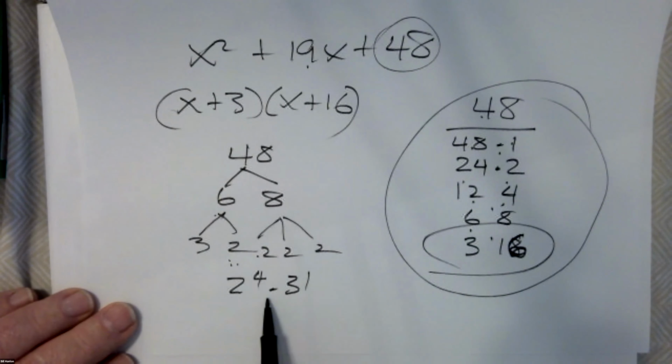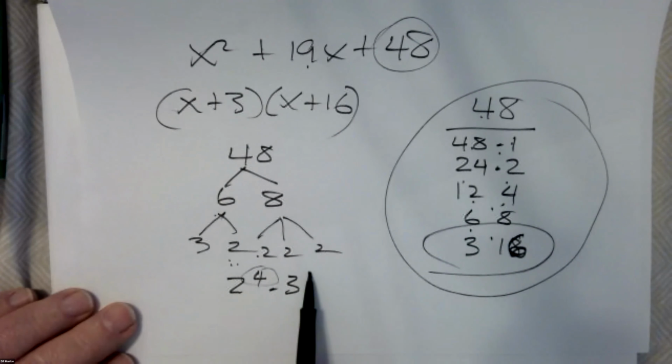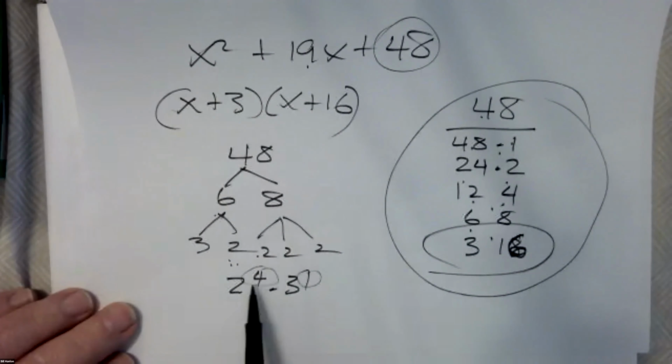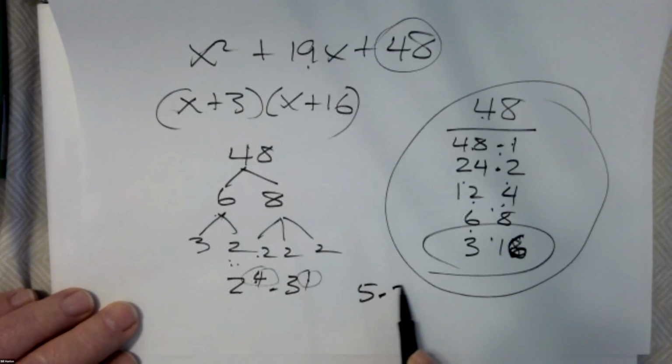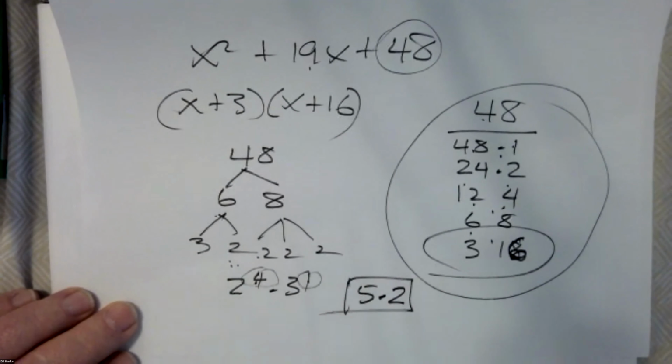All right. And in terms of doing that, if I add 1 to each of these exponents, the exponent here is 4, I add 1, I get 5. This exponent is 1, I add 1 and get 2. If I multiply 5 times 2, that will tell me how many factors there are in the number 48. So 5 times 2 is 10.